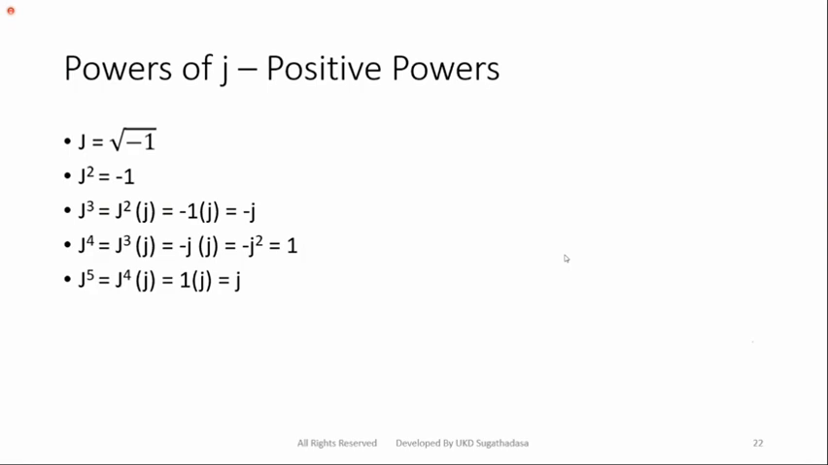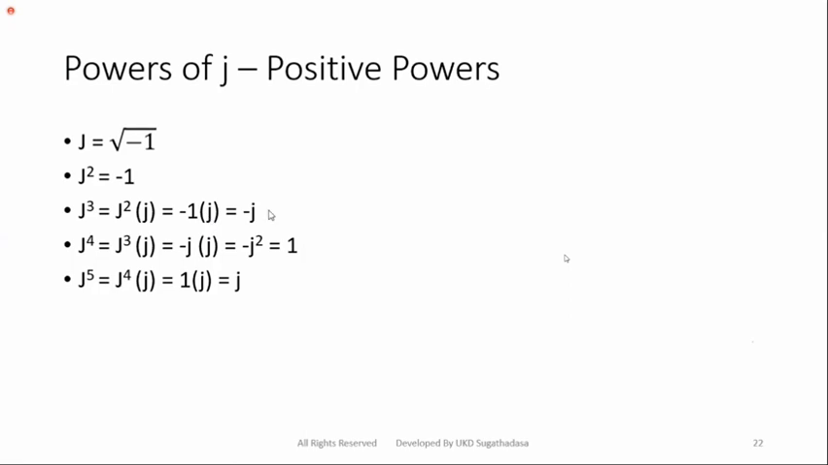Now, if you want to calculate j cubed, what is j cubed? j cubed means j to the power 2 multiplied by j to the power 1. Simple indices, no? But we know the j squared value, that is minus 1. Minus 1 times j equals minus j.